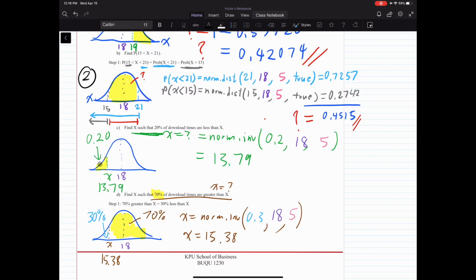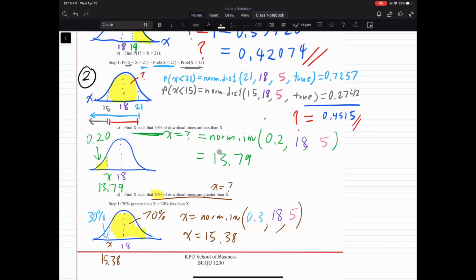So what we know is that the probability to the left of x is 20%, and x is what we're solving for. When we're solving for x, we have to use the formula norm.inv. When we solve for probability, we use norm.dist. So that's the difference. Norm.dist gives you the probability. Norm.inv gives you the x value.